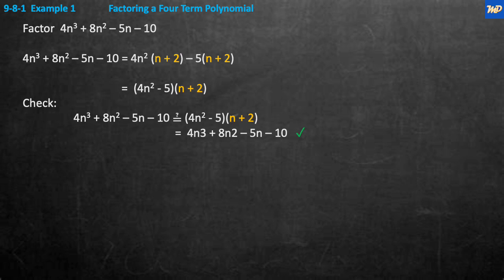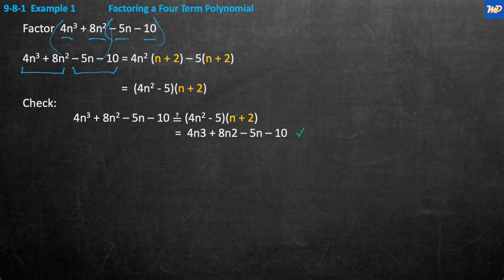First of all, you're going to see that we've taken this expression, which is 4n cubed plus 8n squared minus 5n minus 10. We're going to break it up into two groups. They're not multiplied, by the way. They're just two groups. In fact, I'm pulling them together. So this will be a group, and this will be a group.